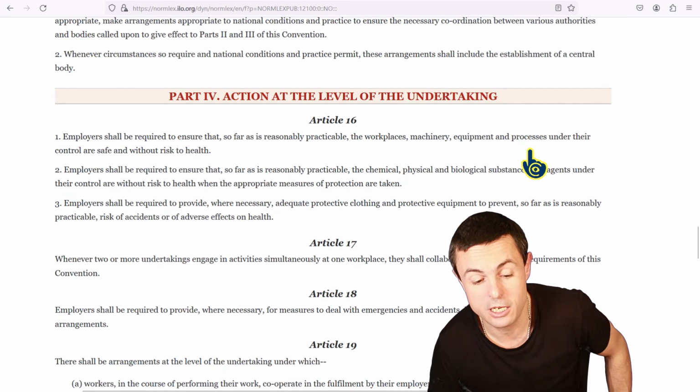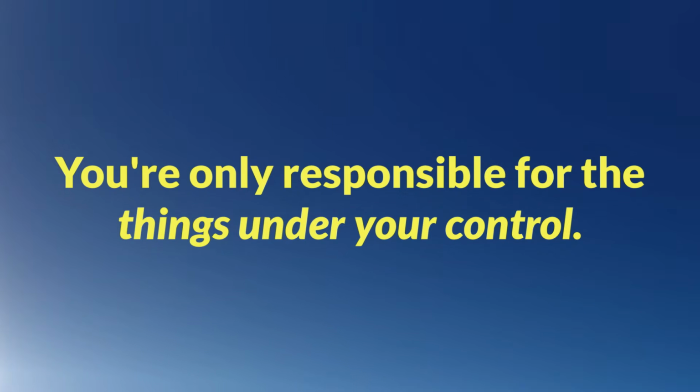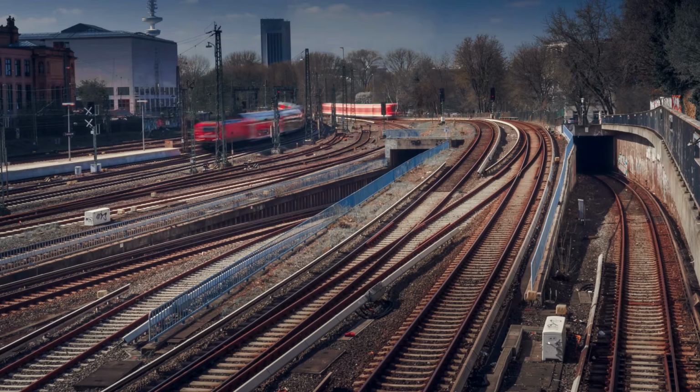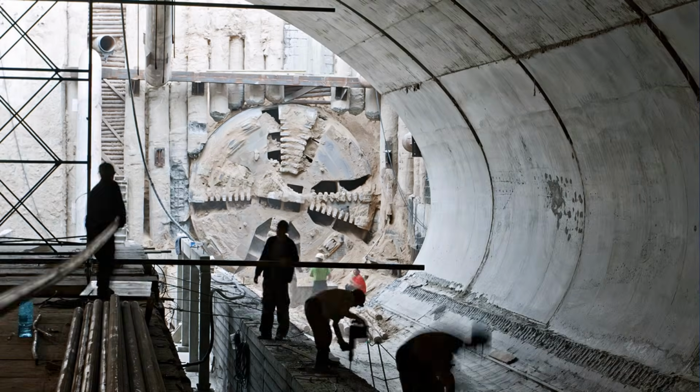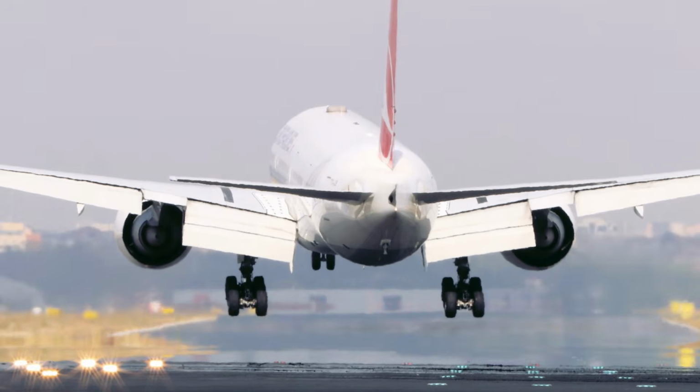Now that's interesting, isn't it? It's like you're only responsible for the things under your control, which makes sense. I was delivering training recently for a big employer who worked on other sites, so places which were not under their control. They were working in train stations and subway stations and bus stations and airports.